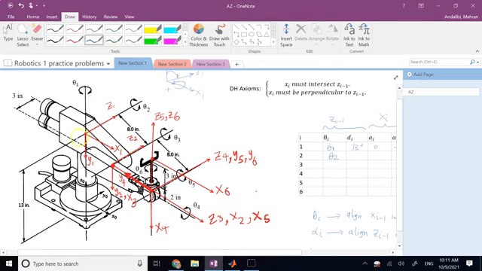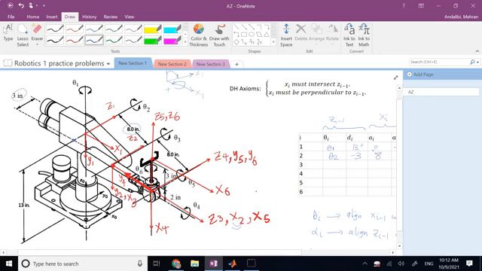Do I need to move along z1 to go from this origin to this origin? The answer is yes. You need to go backwards by an amount of 3 inches first, and then move along the new x this much to align. So yes, you need to go backwards by 3 inches, so it is going to be negative 3. And then once you go from here to this new origin, you also need to go what? 8 inches along the new x, x2, to align, so this is going to be 8.